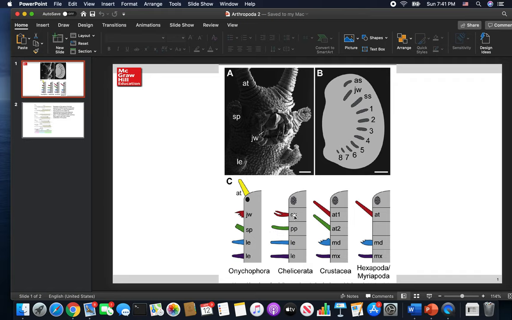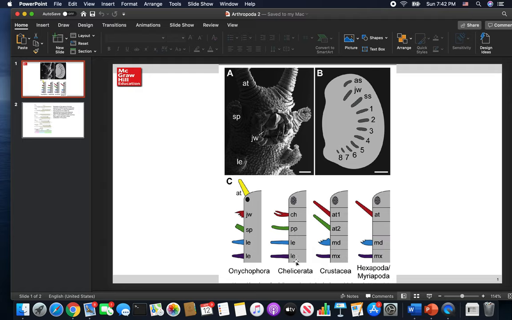And then chelicerates are going to have those chelicera up front, which remember are like spider fangs. And then they will have a thing called a pedipalp, which is like a little paddle for pushing food into your mouth. And if you've seen the picture of the face of a spider, you'll see those pedipalps there. They're pretty cool looking.